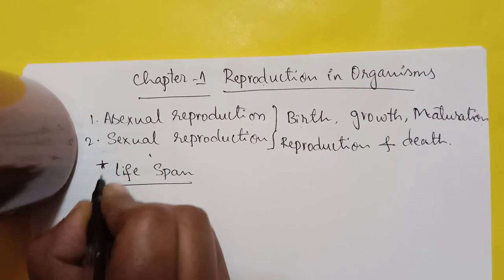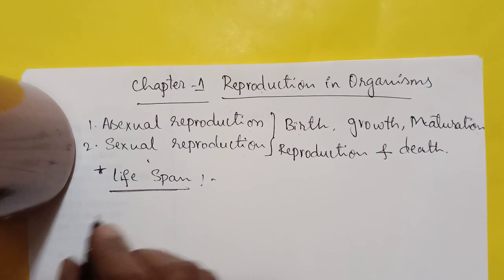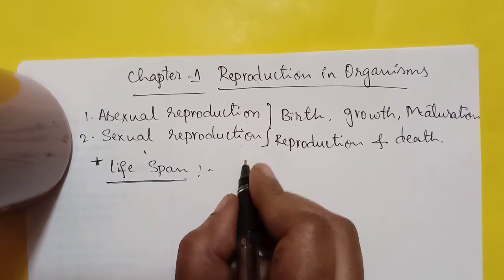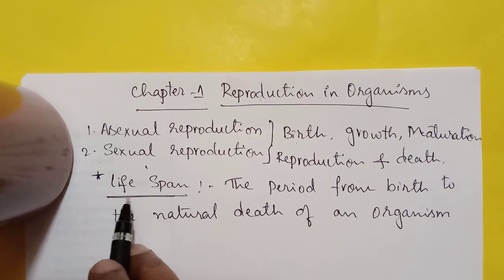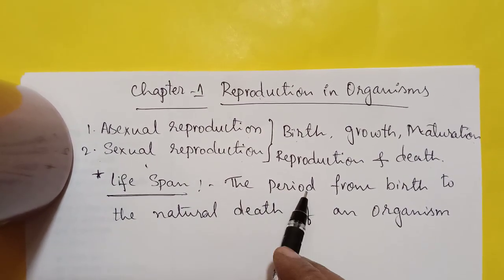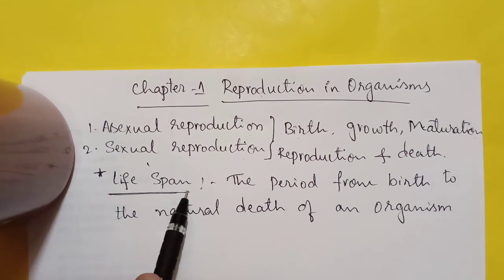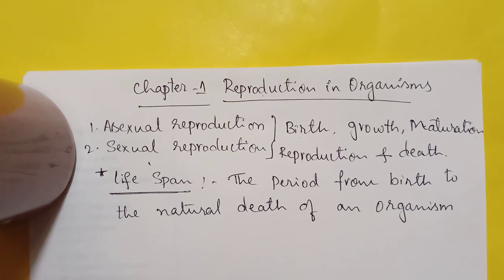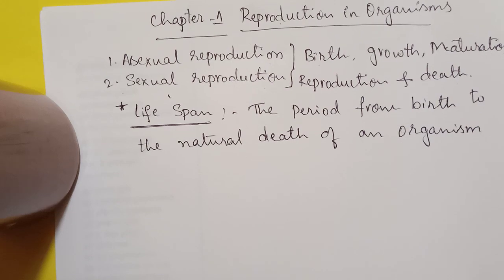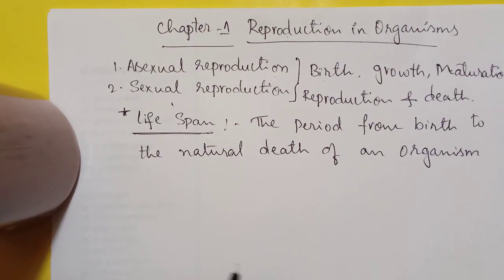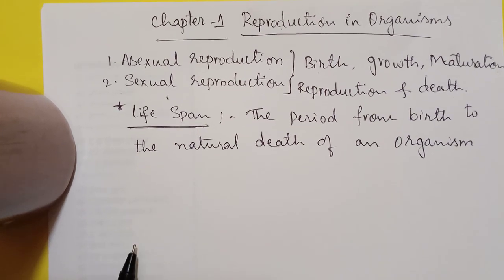which is a very important question. Many times it has been asked in your exam: define lifespan. So the definition is, lifespan means the period from birth to the natural death of an organism. There are so many living organisms on this earth, and each organism has its own lifespan, and it is not related to its size or complexity.